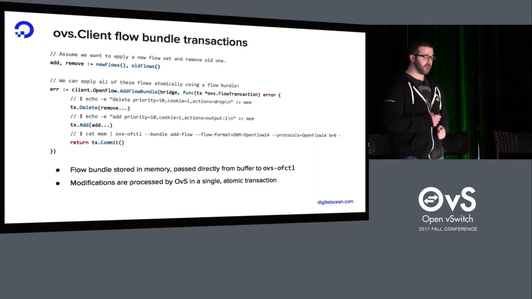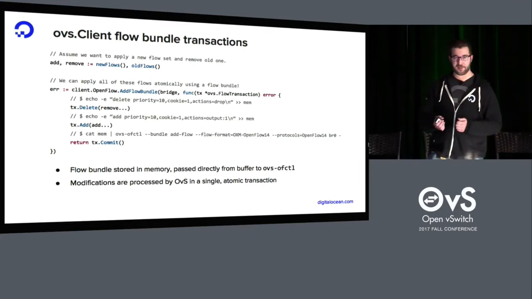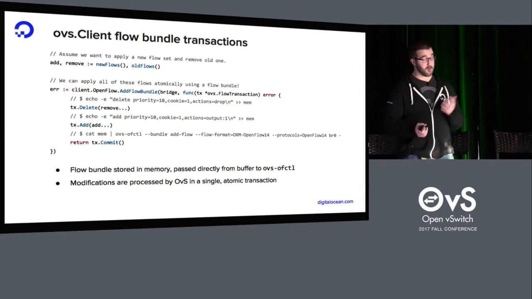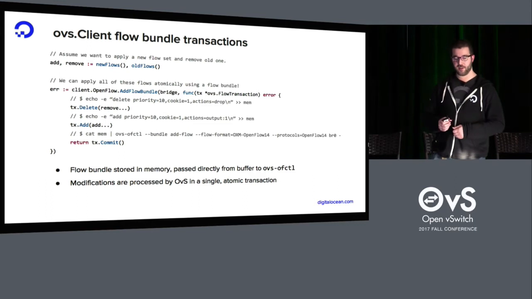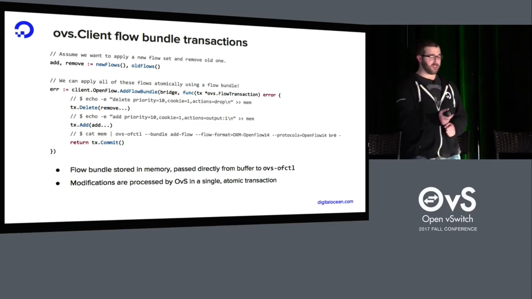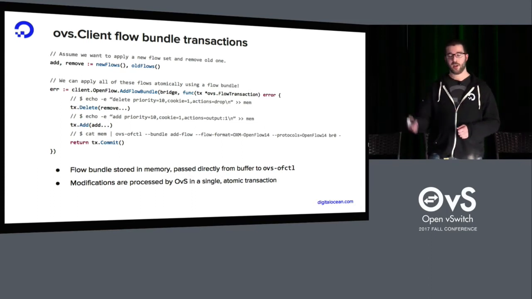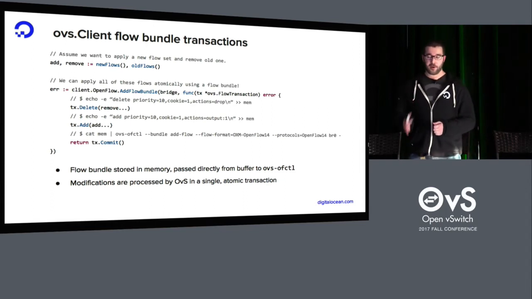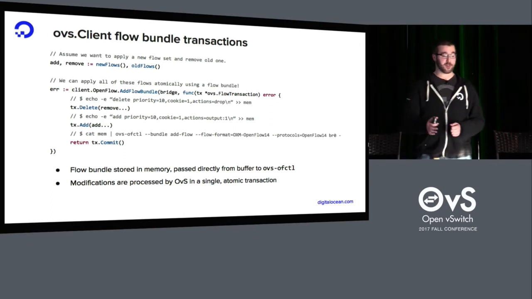This is where flow bundle transactions come in. And when we discovered this feature in OpenFlow 1.4, we knew we wanted to use it immediately. So let's say we want to apply some new flow set and remove an old one from one of our virtual machines. We can apply all of these atomically using a flow bundle. And that's where this AddFlowBundle method comes in. You specify the bridge you want to work on, and it creates this flow transaction type within the context of a function. So inside this function, you can push flows for addition and push flows for deletion.